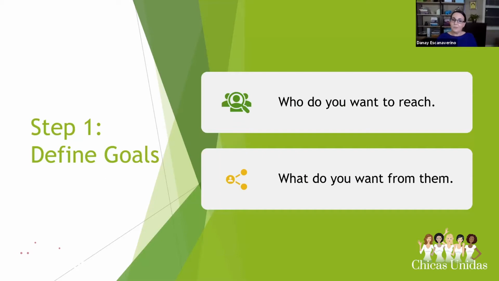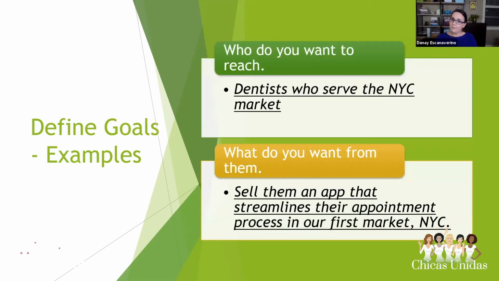Okay, so step one, define your goals. Who do you want to reach and what do you want from them? Those are the two questions that you need to answer to define your goals. For example, let's say I created this app that streamlines the appointment making process for dentists, right? And we're planning to launch our first market in New York City. So who do I want to reach? I want to reach dentists who serve the New York City market. What do I want from them? I want to sell them an app that streamlines their appointment process in our first market, New York City.